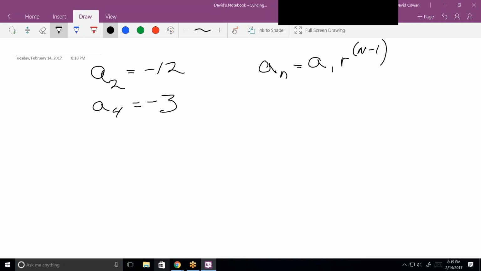Right. So figuring out all of this, there are 2 variables there. So here's what you do. You have A sub 2, which is minus 12, has to be equal to A sub 1 times R to the 2 minus 1. Don't even need to write the 1. Okay? And I also have the fourth term is minus 3.